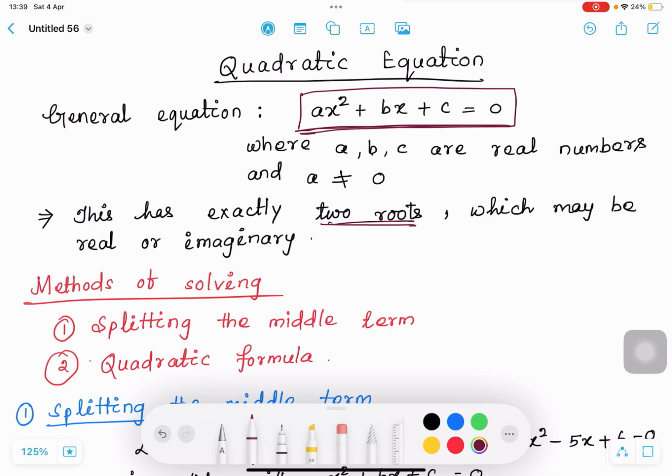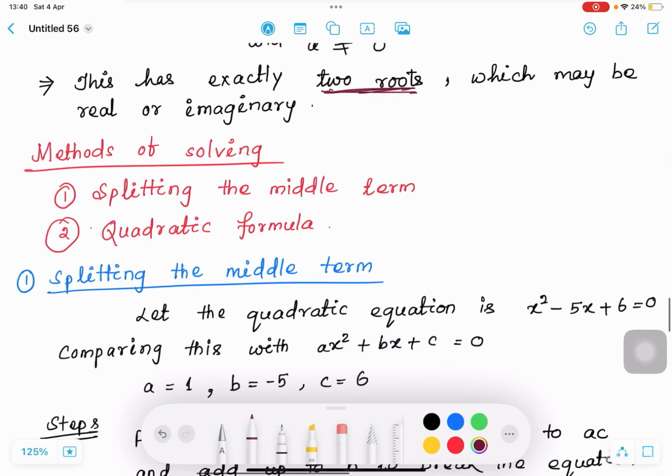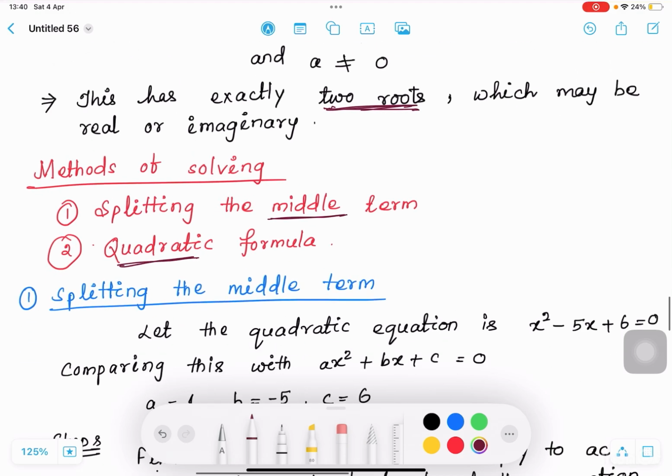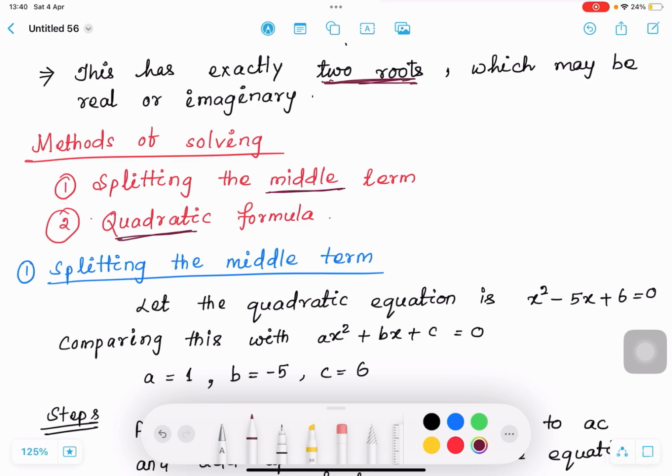Why does it have two roots? Because the maximum power of x is 2. That's why it has two roots, which may be real or may be imaginary. That we'll talk about later. So how do we solve this quadratic equation? There are two methods. One is splitting the middle term, another is the quadratic formula. We have a direct formula, we put the values in and we get the answer. First we'll discuss splitting the middle term.